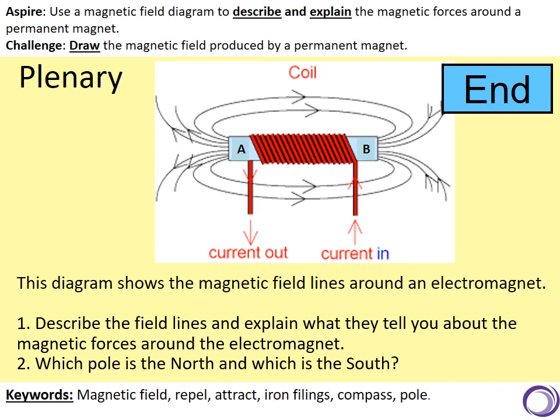Explain then. So, explaining, because the field lines are closest together at the poles, the magnetic field is strongest at the ends, at the poles, weaker at the sides, and weaker as you move further away. Question 2. Which pole is north, which is south? Well, it's 50-50, isn't it? But if you look where the field lines are coming out, remember, we already know, and we must have said this 15 times in this lesson, the field lines go from north to south. So that means that A must be the north and B must be the south.